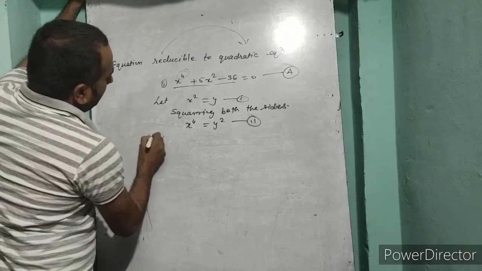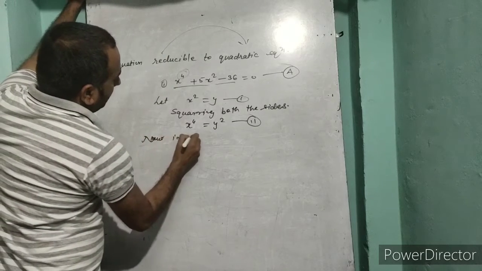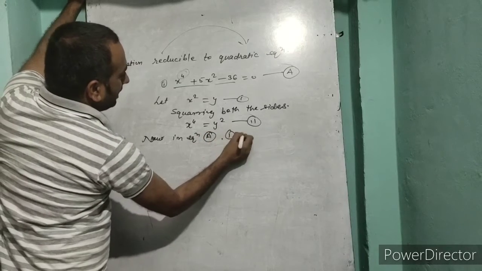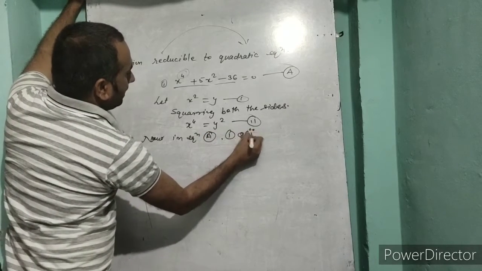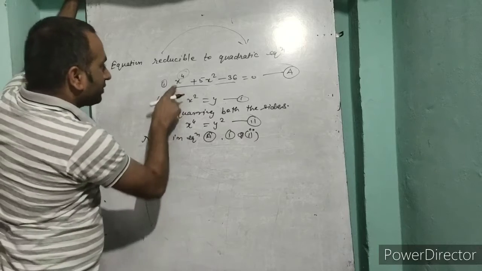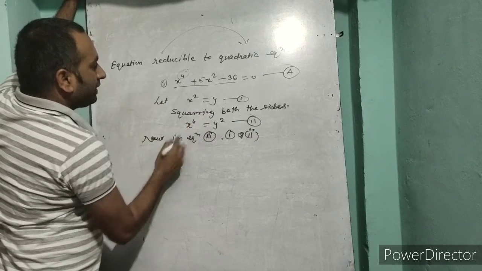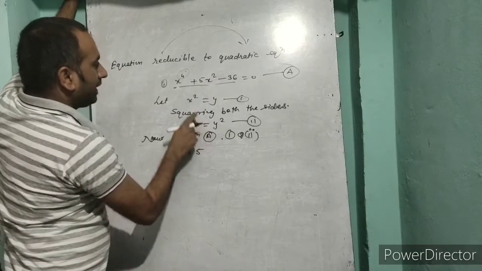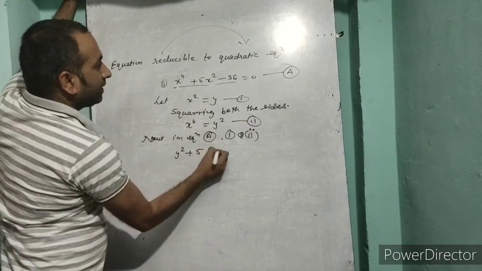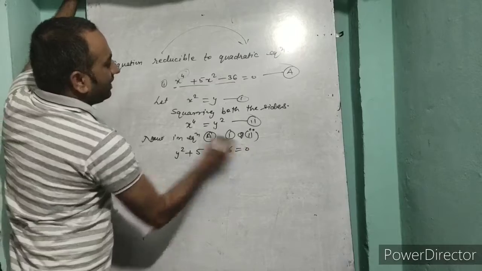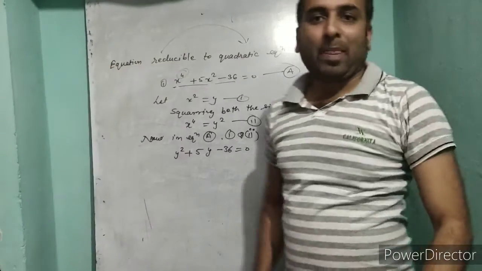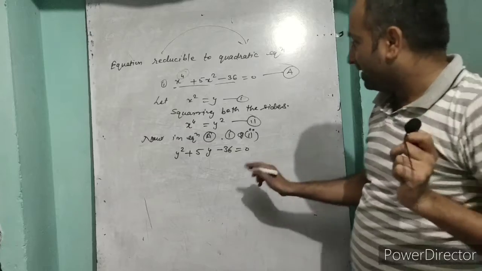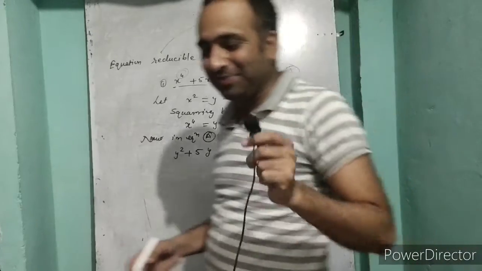So now, in equation A, first and second, x to the power 4 is y square, plus 5, and x square is y, minus 36 is equal to 0. Clear? It's a quadratic equation. Now you are able to solve it. So how will you solve it? I am again speaking.